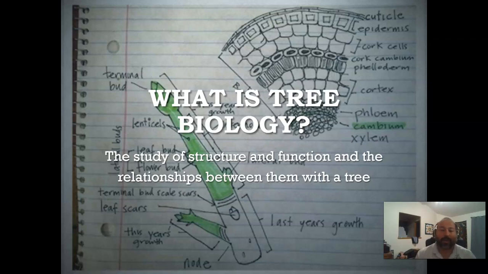When we look at this notepad in the background, what's a terminal bud? What are lenticels? How can you tell this year's growth? What's a node? What's xylem? What's phloem? What's a cuticle, and why does a cell have a cuticle? It's all important ideas, and we're going to go through every one of them.